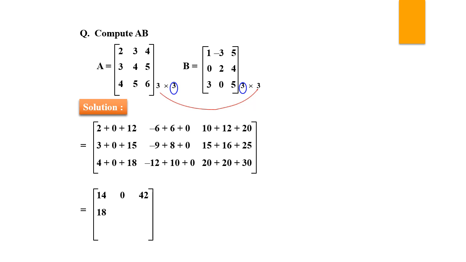First element will be equal to 14, second 0, third 42, next 18, minus 1, 56, 22, minus 12 and 70. So the order of A into B is 3 cross 3.